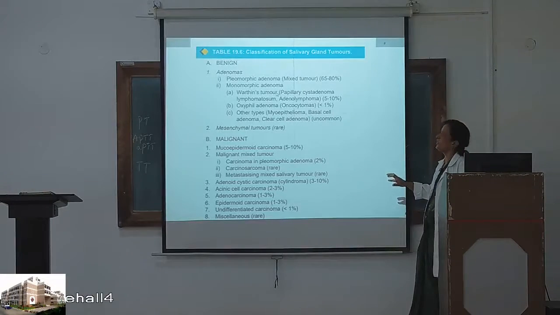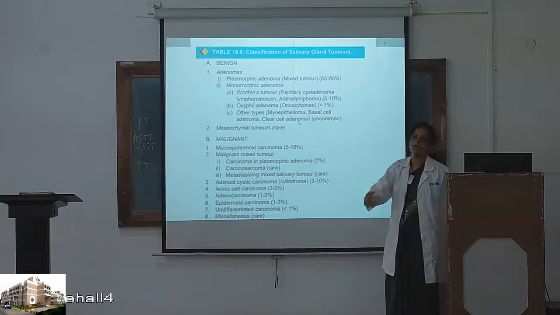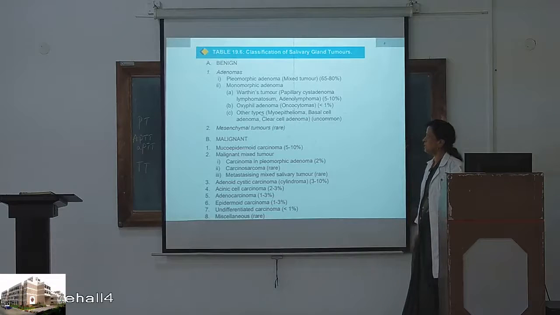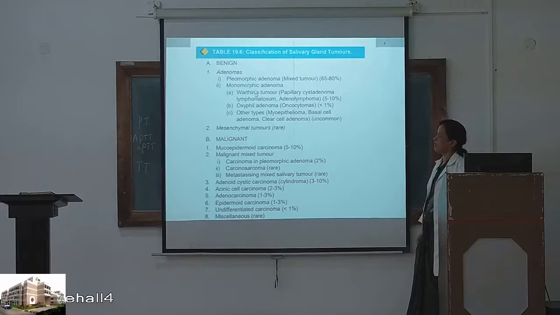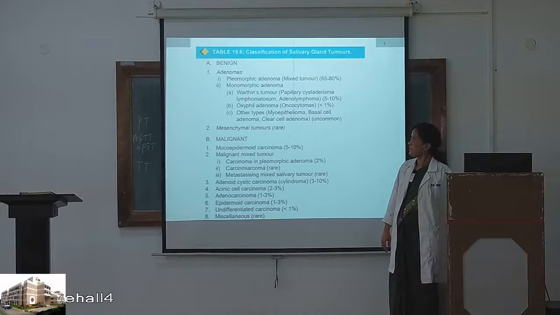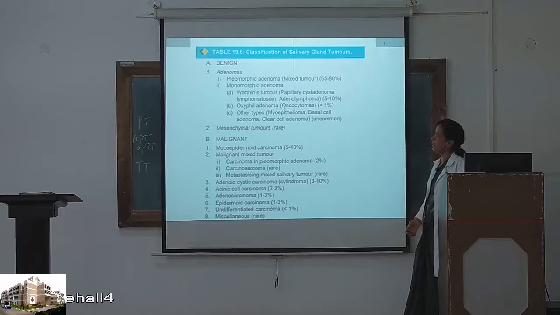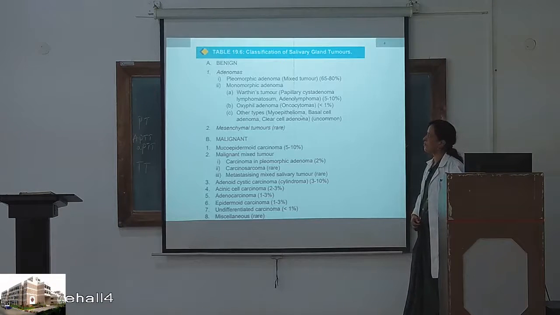Then comes monomorphic adenoma. Under monomorphic adenoma, there are subcategories, that is, various types of monomorphic adenomas. What are they? Warthin's tumor, which has two additional names: papillary cystadenoma lymphomatosum, and adenolymphoma. I'll talk about it later. Then oxyphil adenoma, which is also called oncocytoma. Then other adenomas are myoepithelioma, basal cell adenoma, and clear cell adenoma.